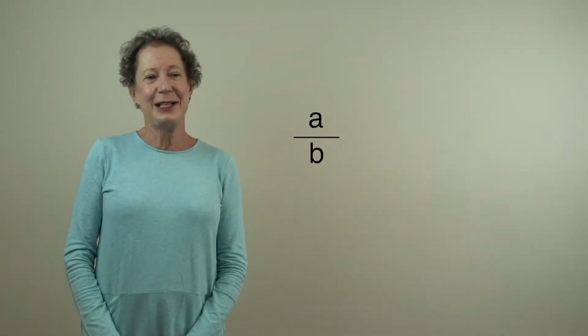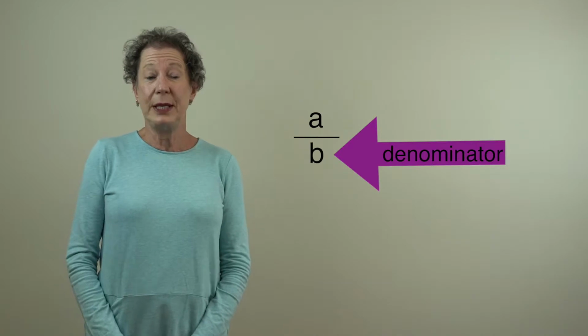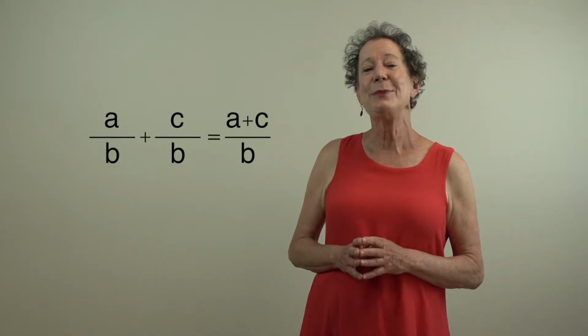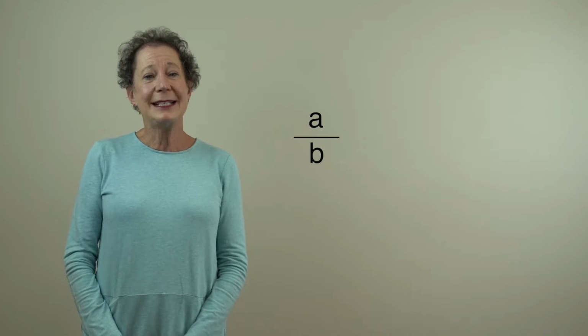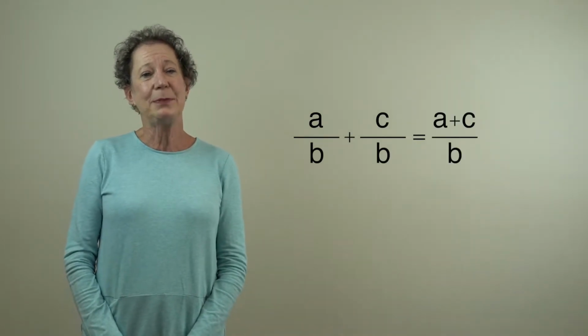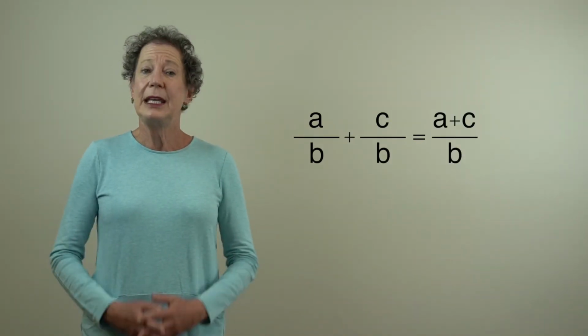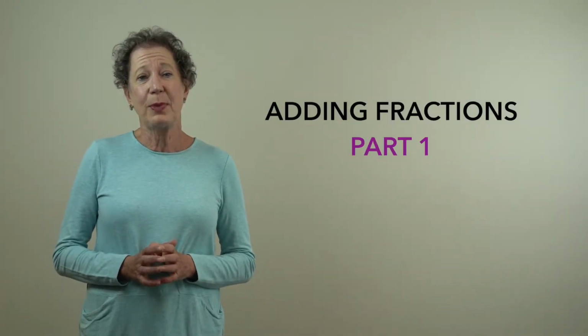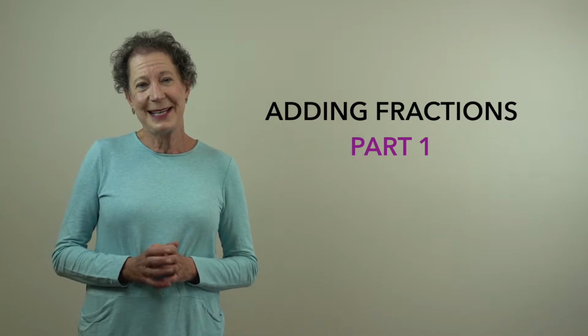Here's a fraction, a over b. b is the denominator. A over b added to c over b equals a plus c over b. If you don't understand this, please watch my video, Adding Fractions Part 1, where I explain this in depth.